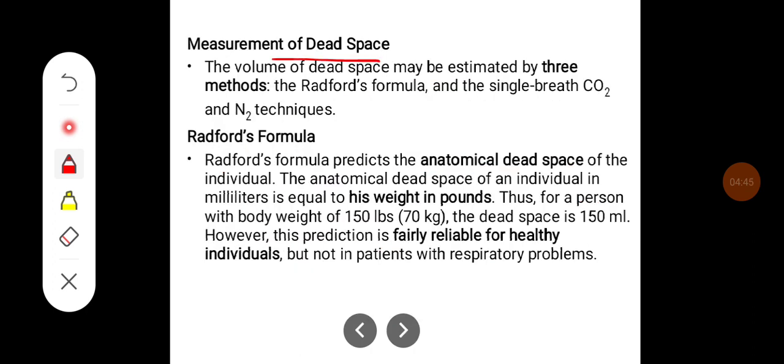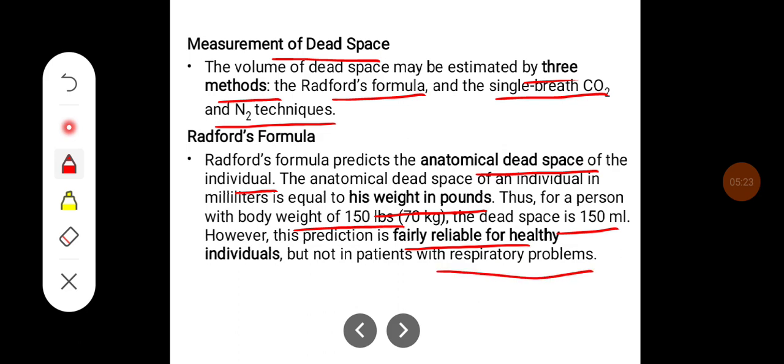Measurement of dead space. The volume of dead space may be estimated by three methods. One is the Radford formula, and the second and third are the single breath carbon dioxide and nitrogen techniques. The Radford formula predicts the anatomical dead space of the individual. The anatomical dead space of an individual in milliliters is equal to his weight in pounds. Thus, for a person with a body weight of 150 pounds, that is 70 kg, the dead space is 150 ml. However, this prediction is fairly reliable for healthy individuals, but not in patients with respiratory problems.